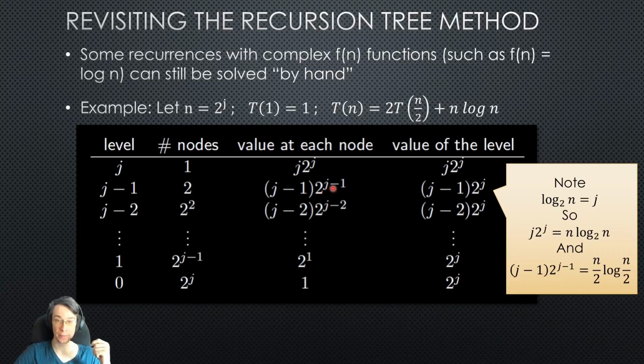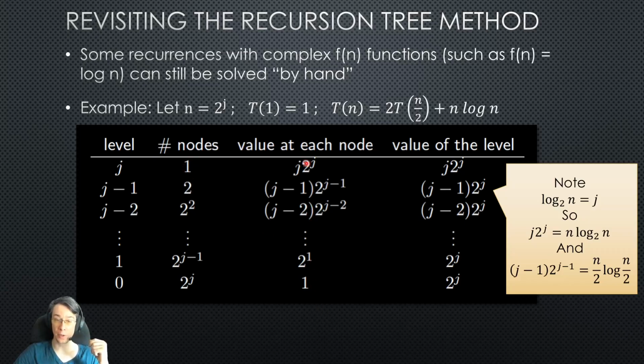n over 2, right? Because we have 2 to the j is n, and this is 2 to the j over 2. If you work with the exponent, the minus 1 exponent here, turn it into a divide by 2. So this is n over 2, this is n over 4, and so on. So this is sort of some funky way of expressing it, but this is n log n. This is n over 2 times log n over 2. This is n over 4 times log n over 4, and so on.